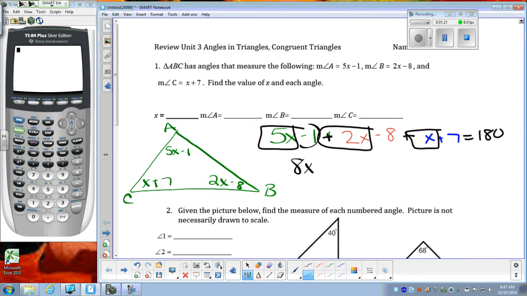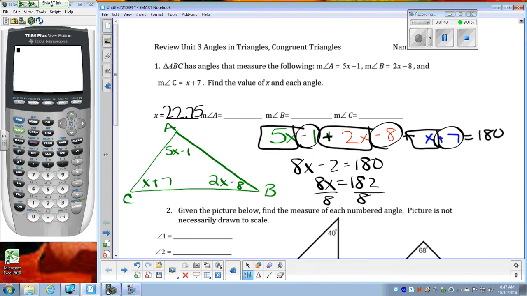8x minus 2 equals 180. Add the 2, so I get 8x equals 182, and then divide by 8. So I get that x is 22.75. Then since it's a decimal, and I want to make sure I don't mess up my calculations with my decimal, I'm going to go into my calculator and store my x value as x. So then I know that whenever I type in x, the calculator knows it's 22.75.